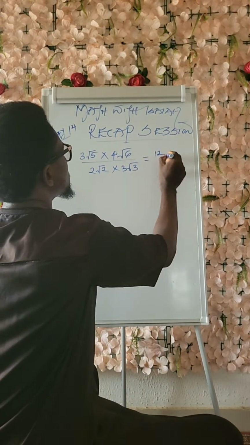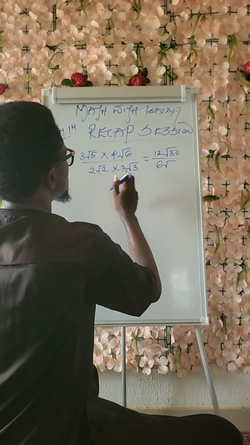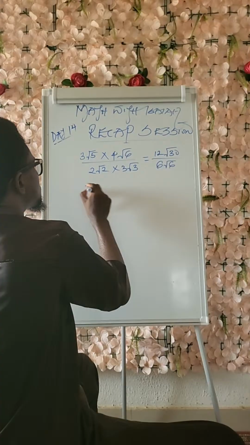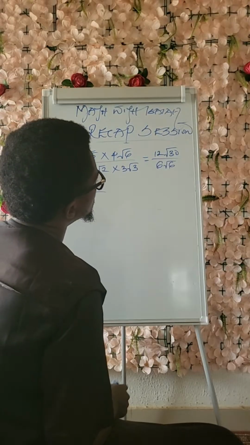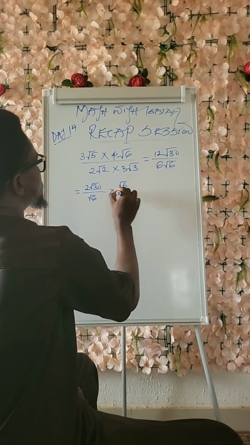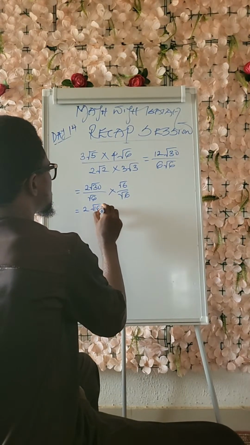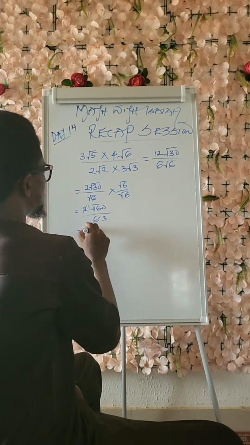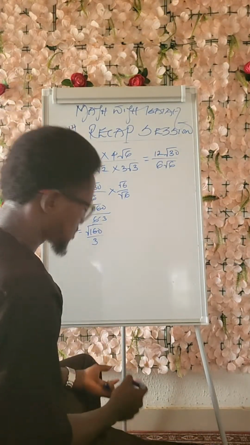You have 12 root 30 over 6 root 6. Divide this. You'll be having 2 root 30 over root 6. Then you rationalize. Times root 6 over root 6. You have 2 root 180 over 6. 2 here 1, 2 here 3. Root 180 over 3. Is there a way to reduce this?